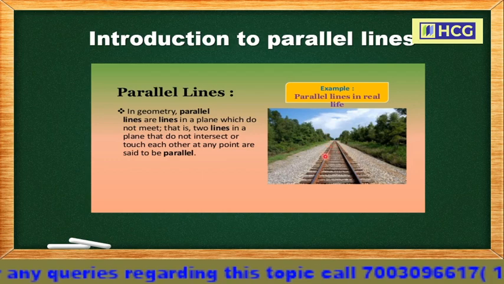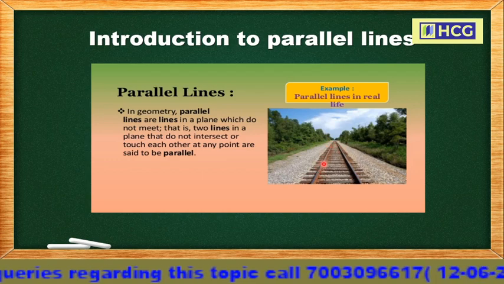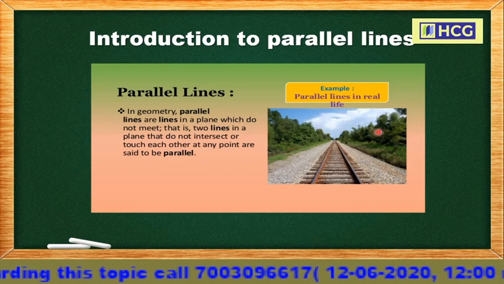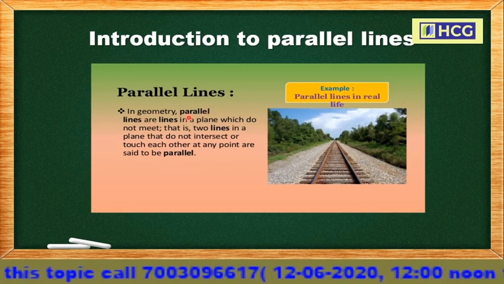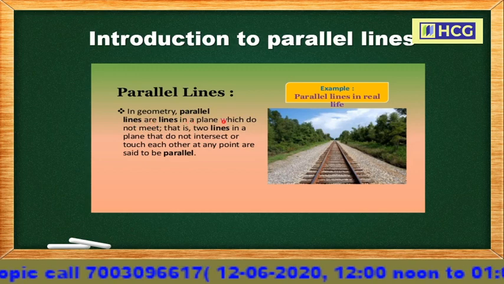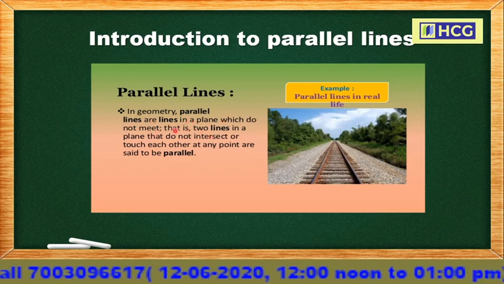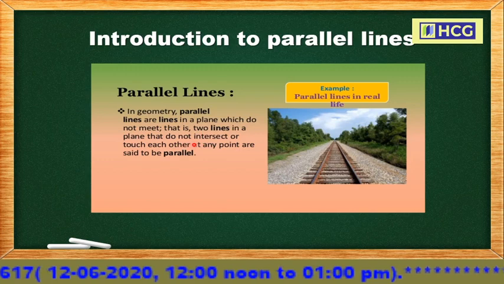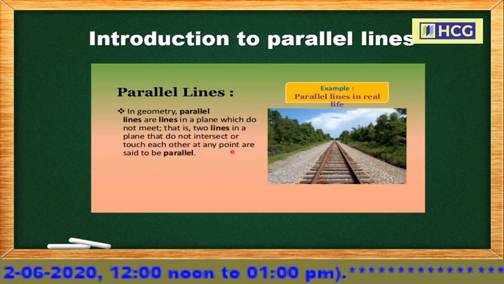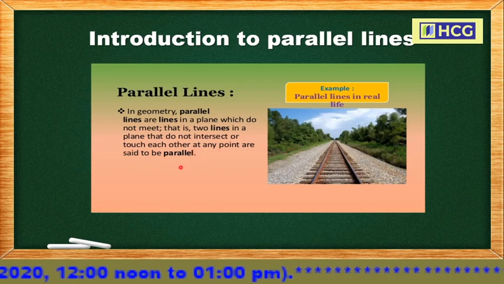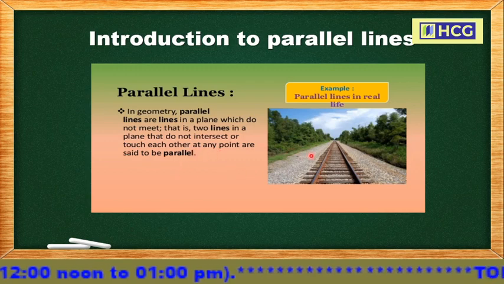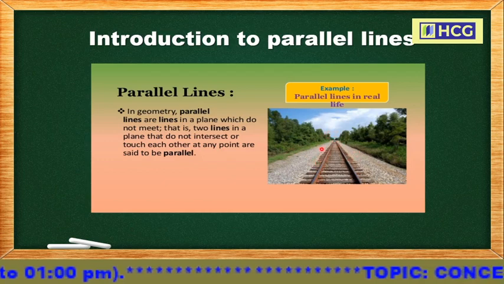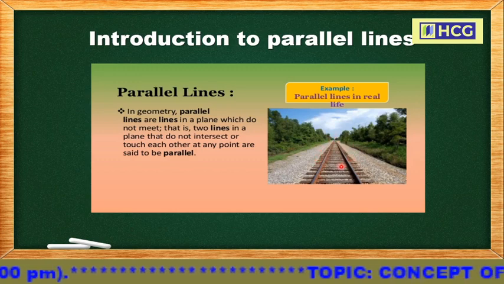So therefore we see that two paths never intersect. In mathematical language, we call these two lines parallel. Now the definition of parallel lines. In geometry, parallel lines are lines in a plane which do not meet. Two lines in a plane that do not intersect or touch each other at any point are said to be parallel. If two lines do not intersect or touch each other, then the two lines are called parallel lines.